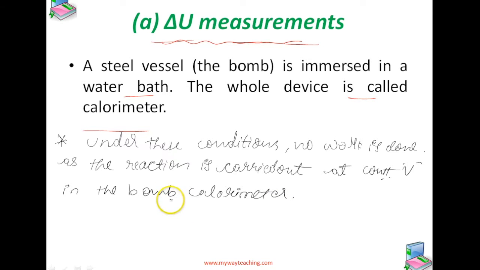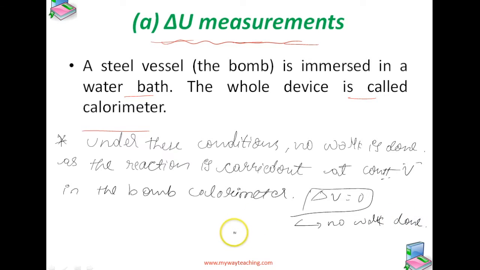Even for reactions involving gases, there is no work done as delta V is equal to 0. So the temperature change of the calorimeter produced by the completed reaction is then converted to QV by using the known heat capacity of the calorimeter.